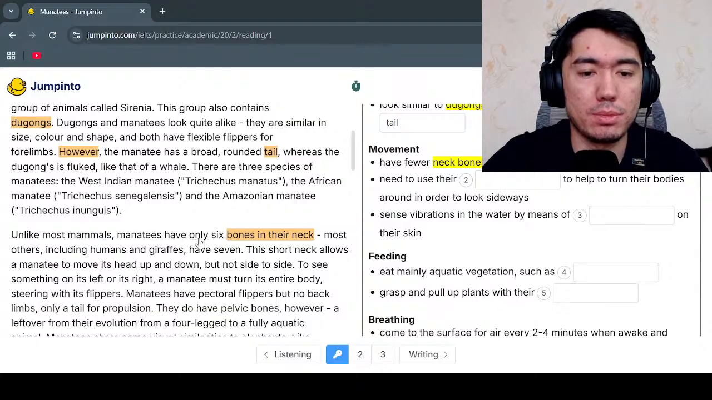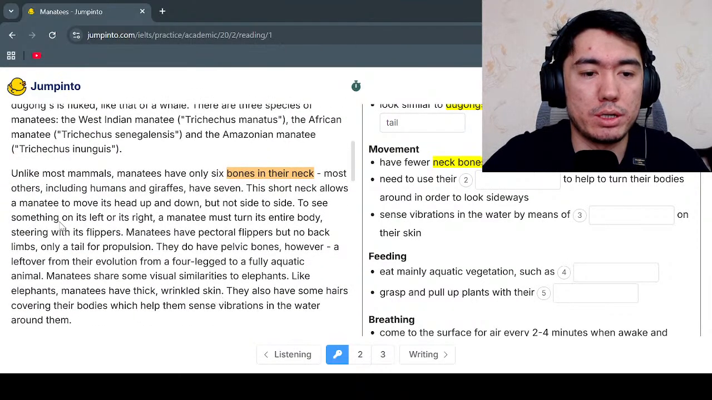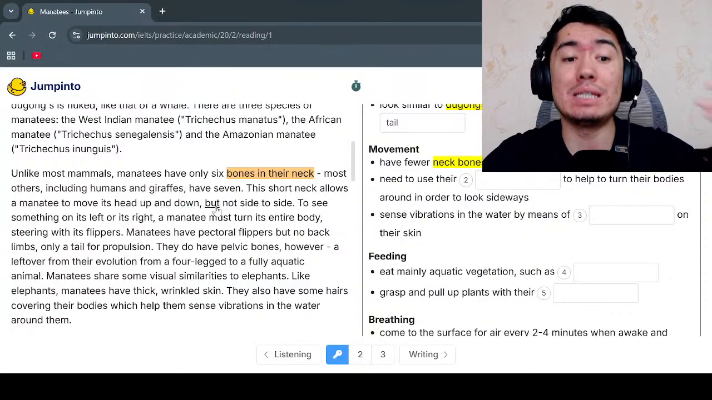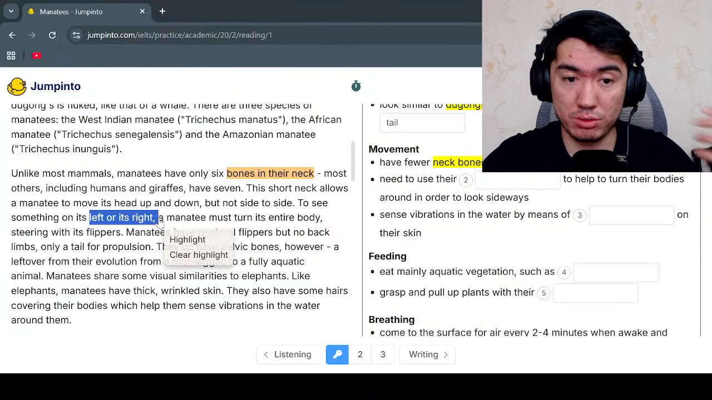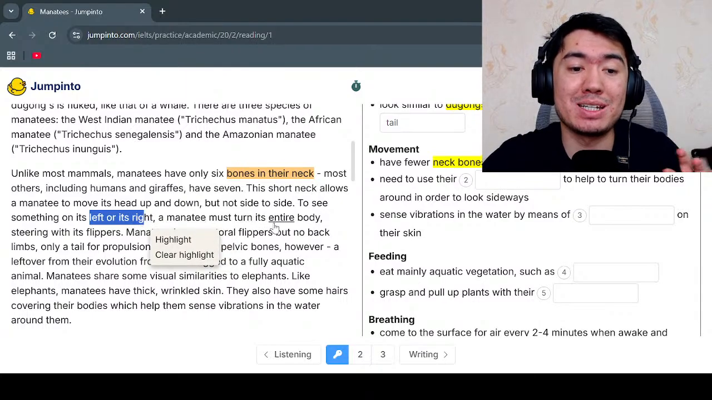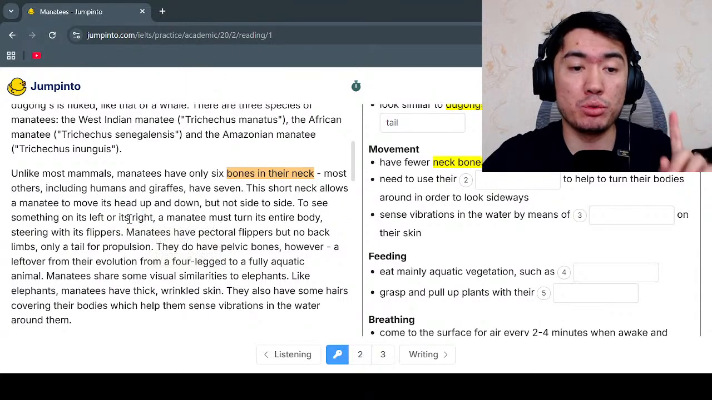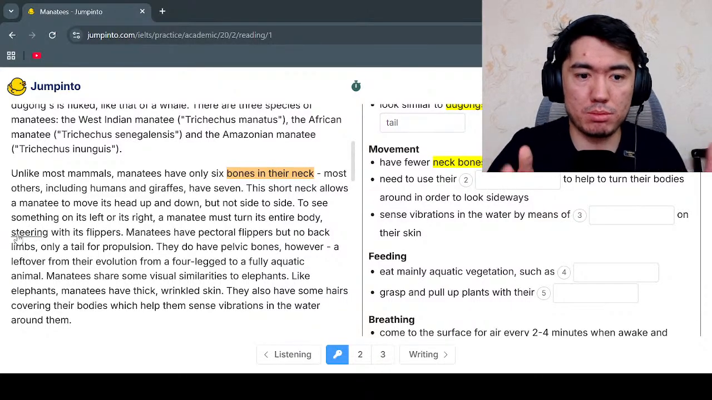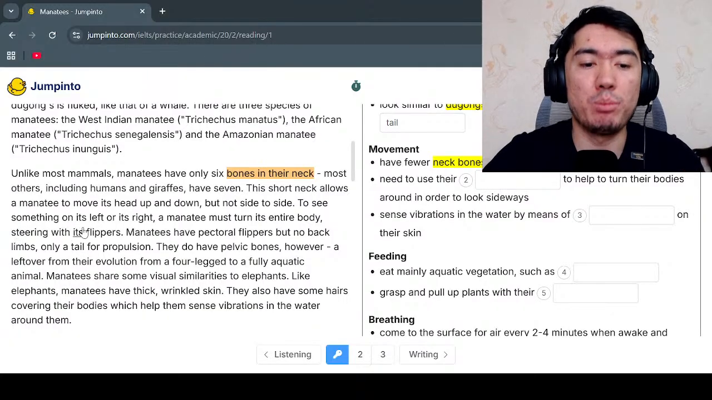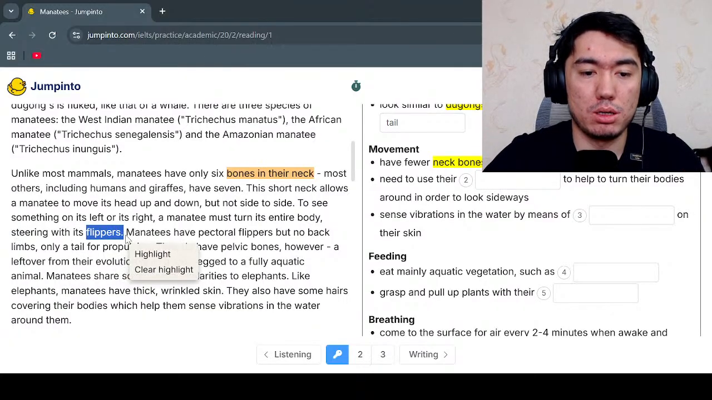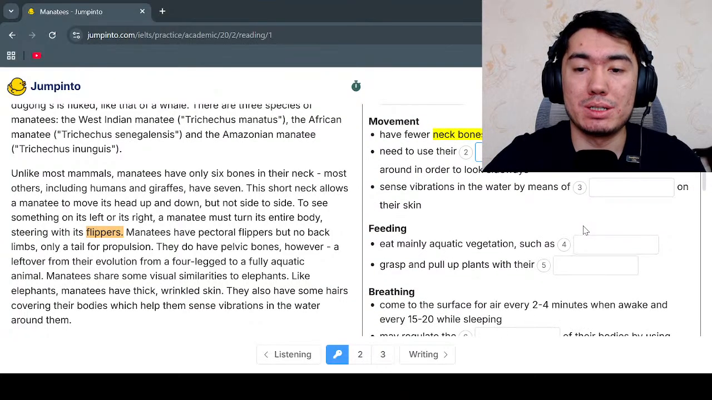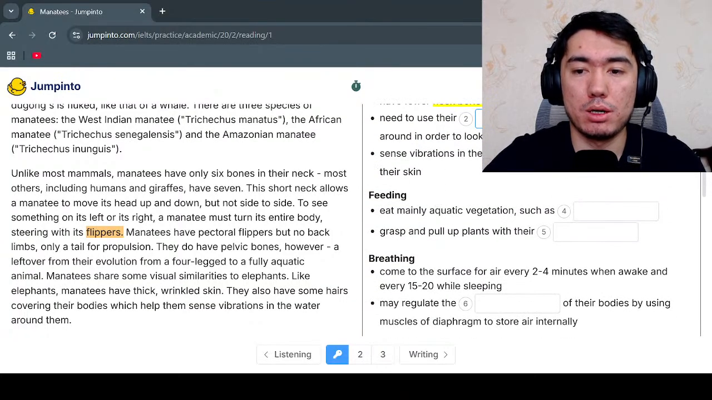So, okay, allows it to move its head up and down, but not side to side. To see something on their left or right, so that's their side, they need to turn their entire body. And they do it using, steering means, help them move, with its flippers. Yes, so they use their flippers to turn sideways. All right, next question.